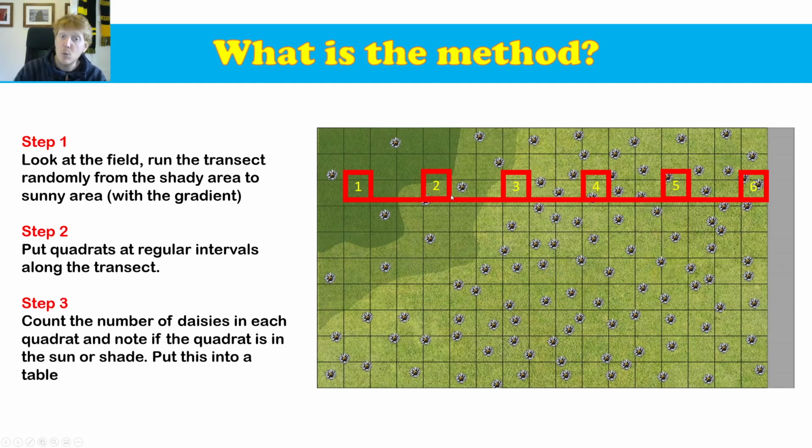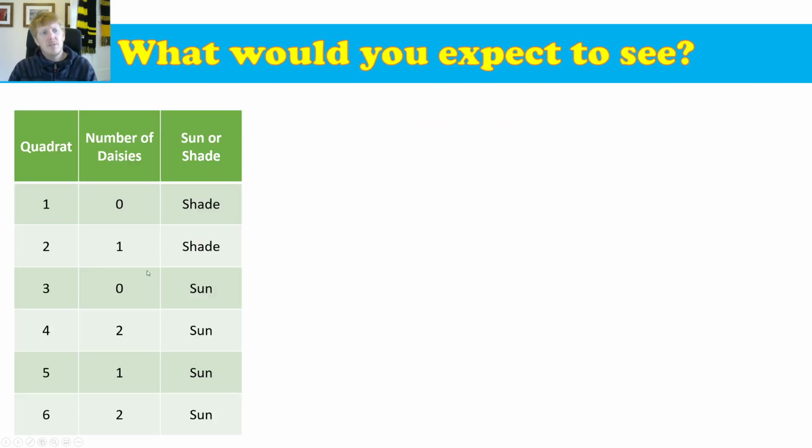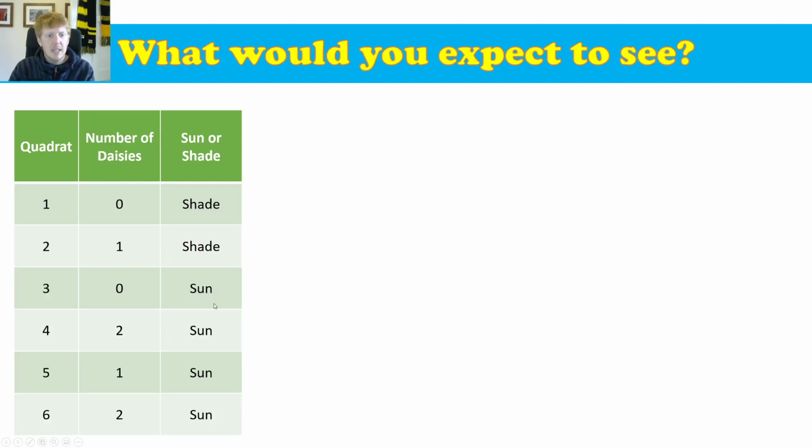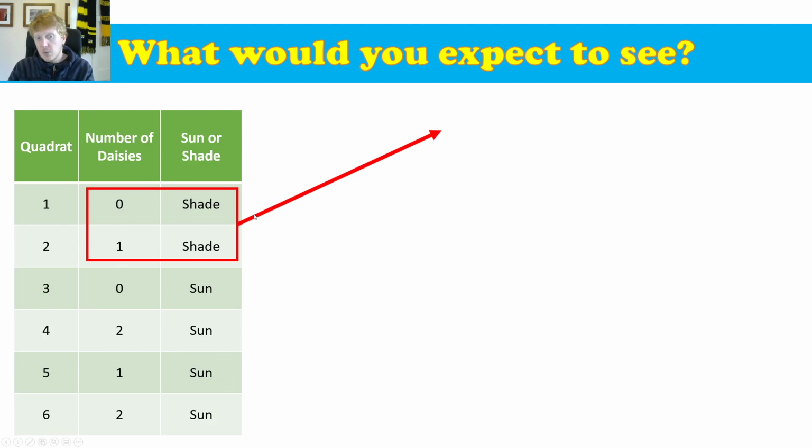Step three, we go through and count the number of daisies in each of those quadrats and put this into a table, which is what I've done just here. Of those 6 quadrats, the first 2 were in the shade, as you can see, and the next 4 were in the sun, which is what we've got in our table, showing the number of daisies.